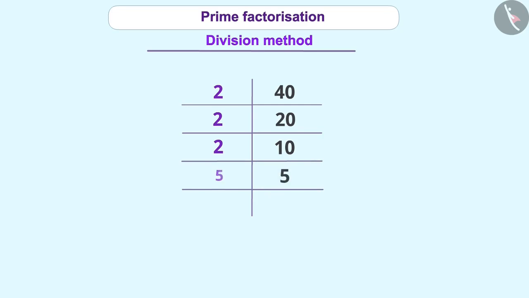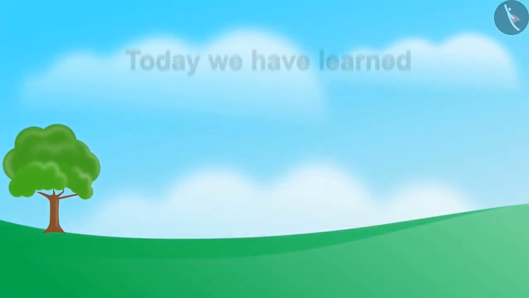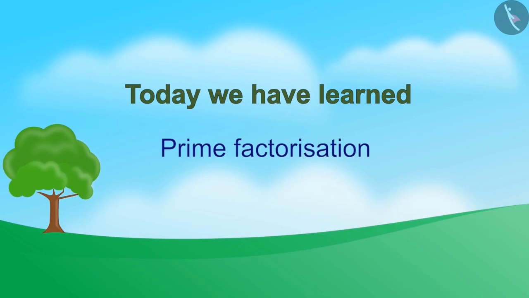Then, we will divide 5 by 5. At the end, we get the number 1. All the numbers of column 1 are the prime factors of 40. Therefore, we will write 40 is equal to 2 multiplied by 2 multiplied by 2 multiplied by 5. Today we have learned the prime factorization. In the next video, we will learn it in a better way with some examples.